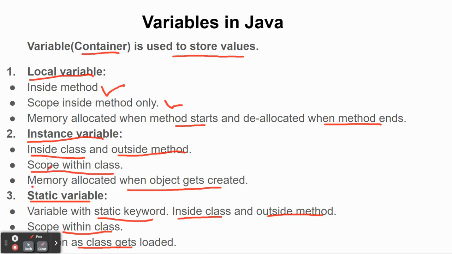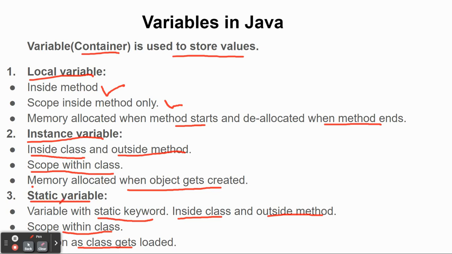So there are three types of variables: local variable, instance variable, and static variable. The local variable is mainly inside the method, and its scope is also inside the method. Memory gets allocated when method execution starts, and deallocated when the method's execution ends. Now the instance variable is inside the class but outside the method. Its scope is also inside the class only, and memory gets allocated when the object is created. When I create the object for this class, at that time memory gets allocated for this variable.